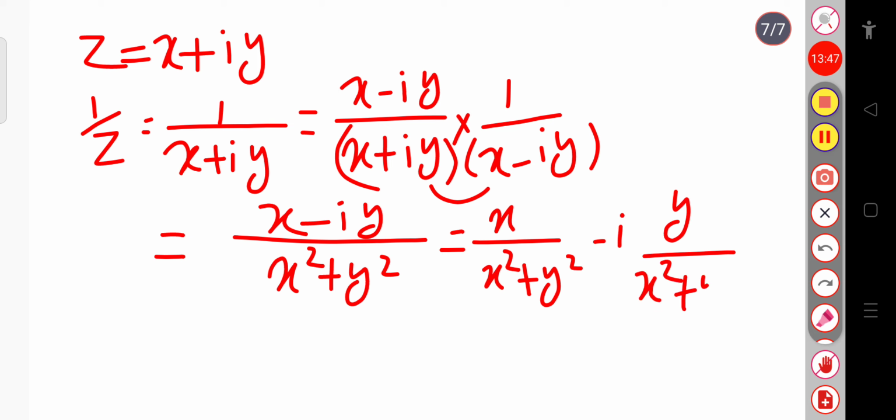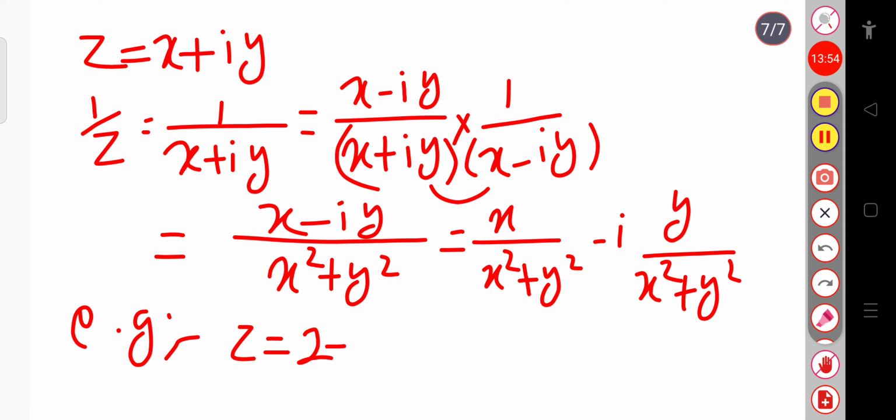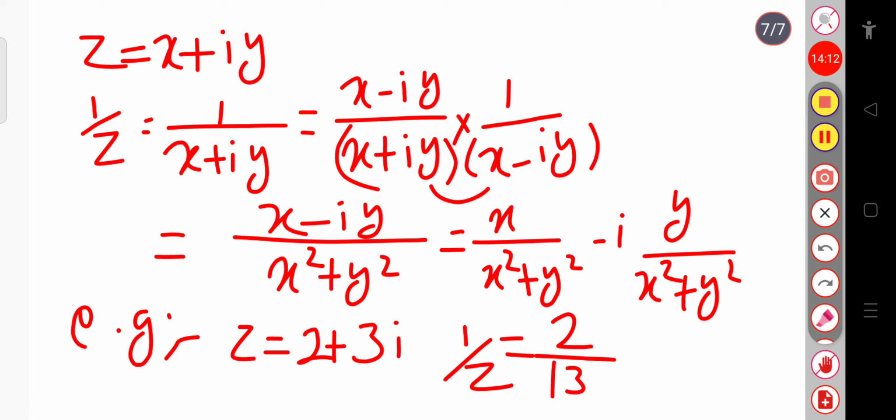If in the question it is directly given, for example, z equal to 2 plus 3i, and you have to calculate the multiplicative inverse, then you can directly write 1 by z equal to x divided by x square plus y square, here 2 divided by, 2 square is 4 and 3 square is 9, so 9 plus 4, that is 13, minus i times y, which is 3, so 3 divided by 13. So this is the multiplicative inverse of 2 plus 3i.